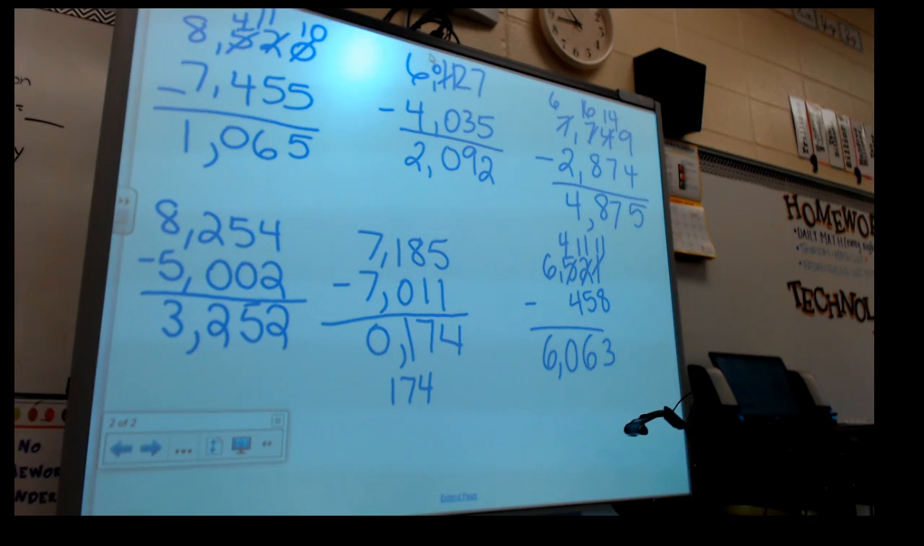So here's where your problem is. And then down here is where I want you putting the names of the people in your group. Does everybody have a clear understanding of that?